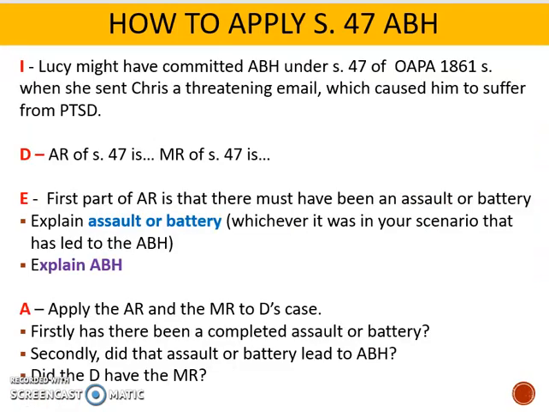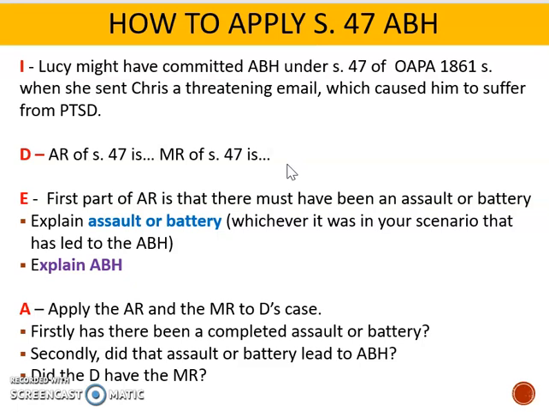As always, we want to use IDEA: identify, define, explain, and apply. So for your identification, I would say Lucy might have committed ABH under section 47 of OAPA when she sent Chris a threatening email which caused him to suffer from PTSD. So I've explained to the examiner what I'm applying to what situation. You then define the actus reus and the mens rea of section 47 ABH, because you've said it's going to be ABH, so give me the definition of ABH.